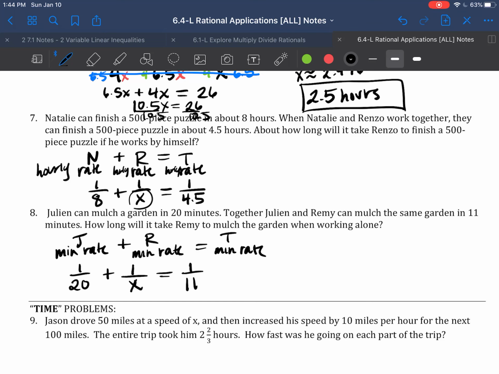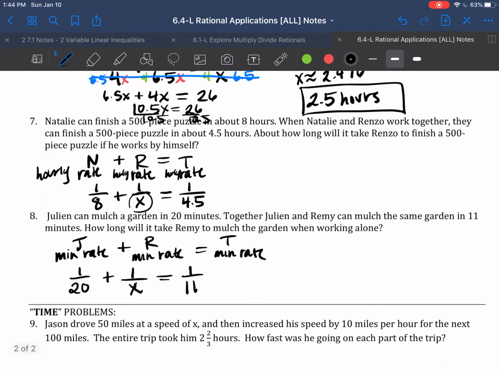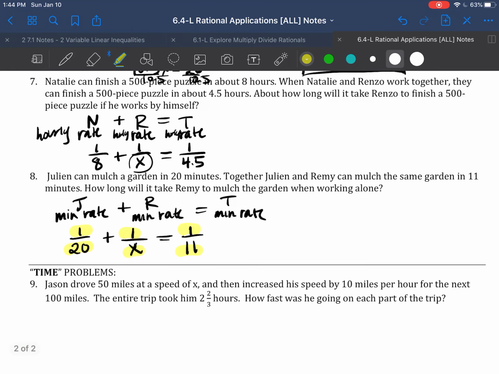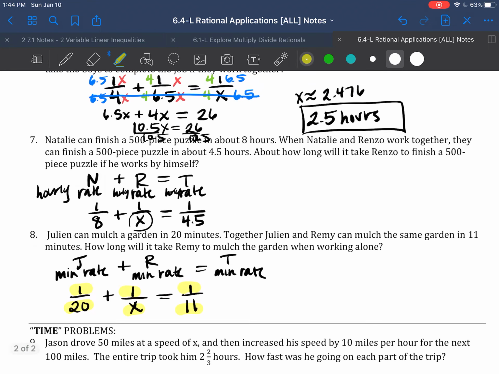Okay, and so in all of these equations, your numerator is always 1. Always 1 on top. And then the time you're given is always what's on bottom. Don't ever put X on top. I see a lot of students try to put X on top of the fraction. The numerator of all of these fractions is always going to be a 1.